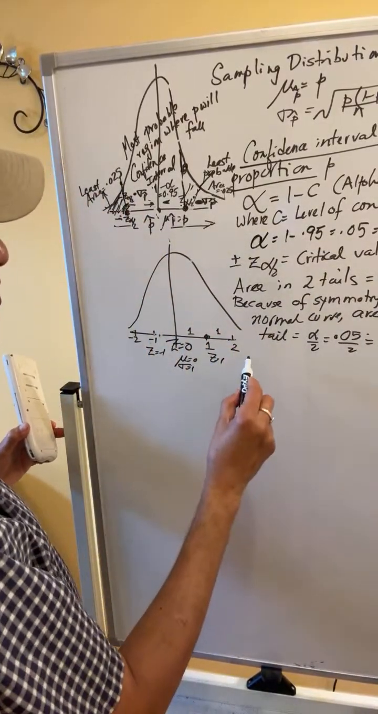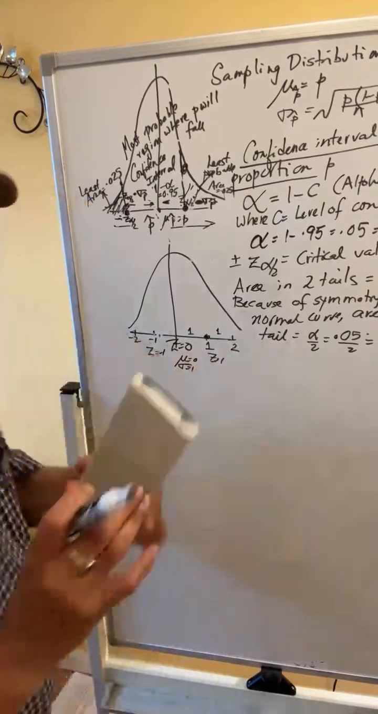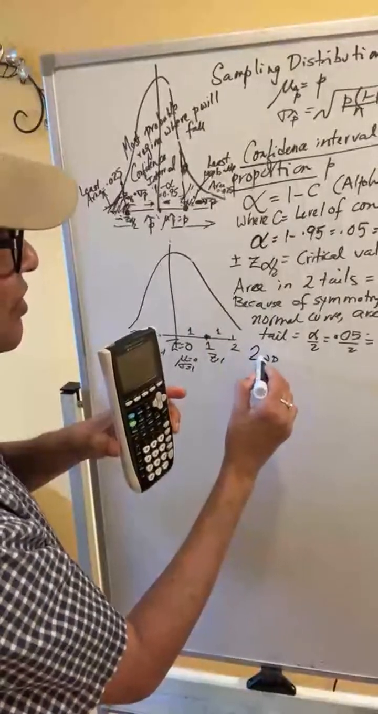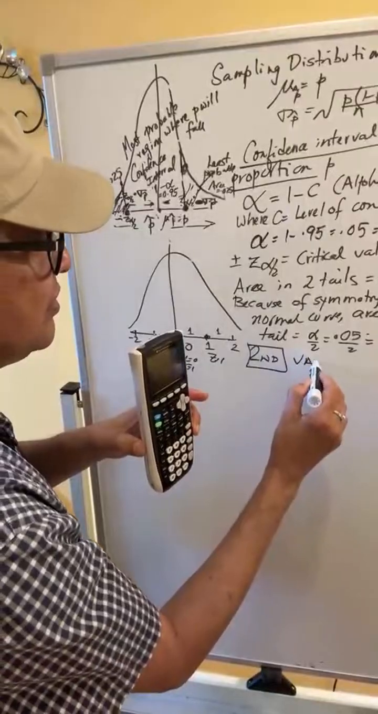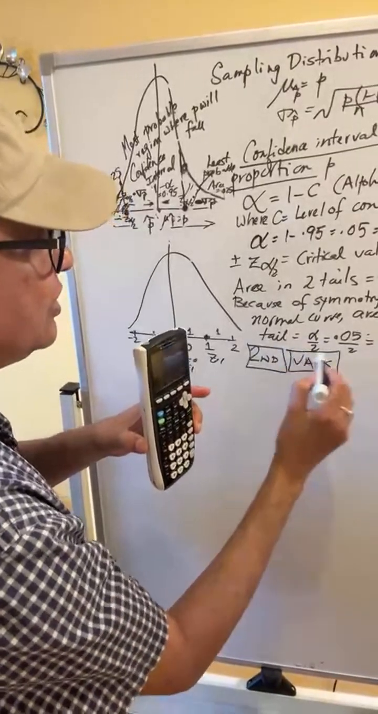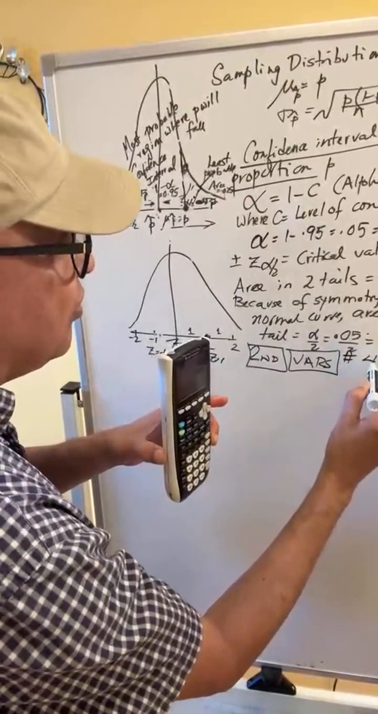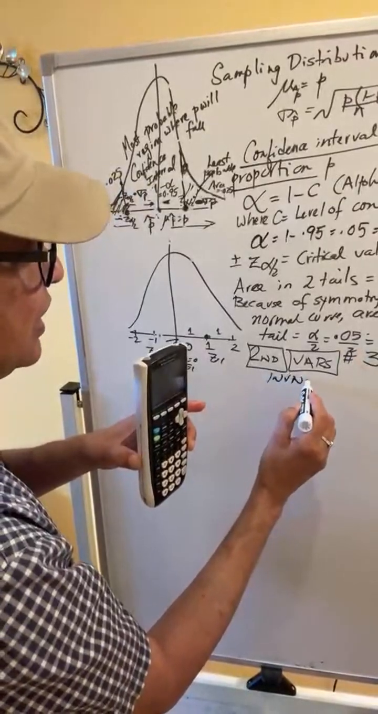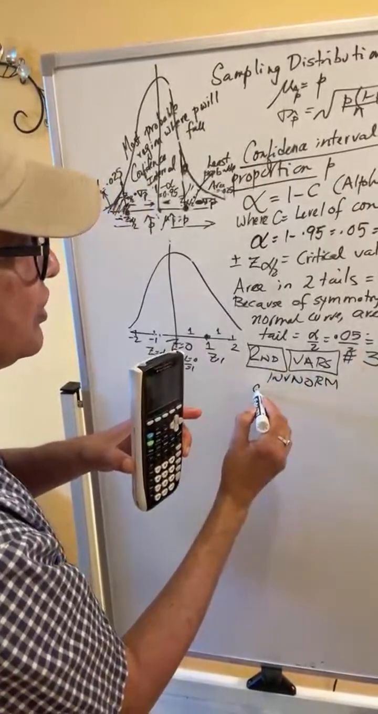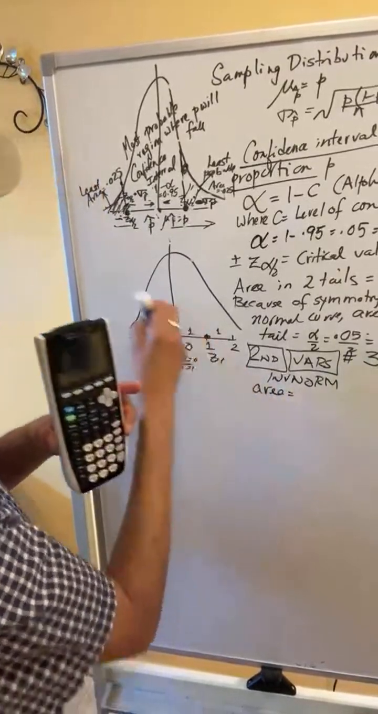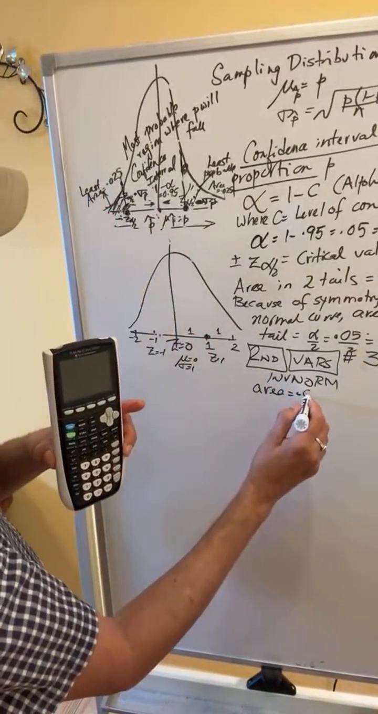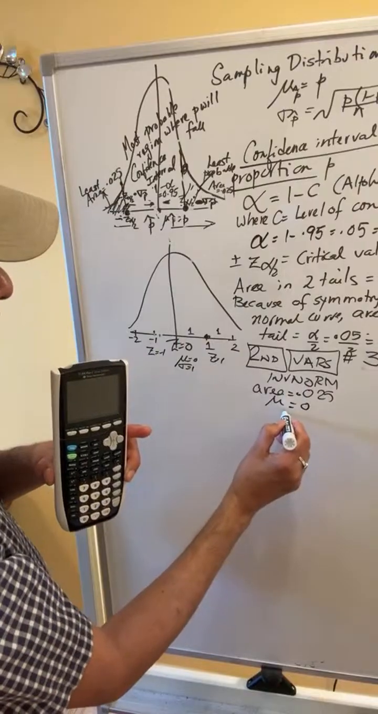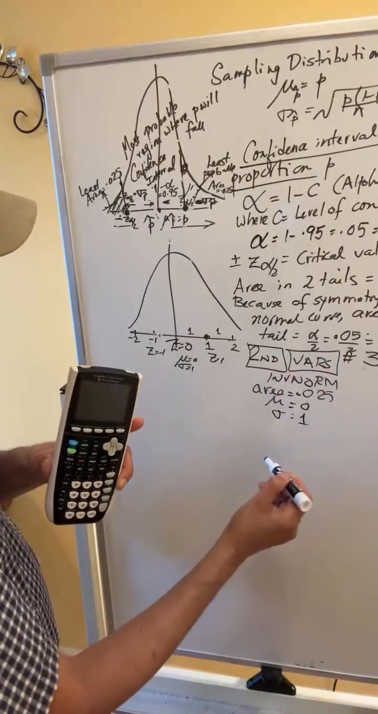tail is 0.025. So if I have a TI-84 calculator like this, I will press the second key, then the inverse key, and then I will select number 3, which is inverse norm, the inverse of normal. And the first thing it asks for is area. We'll type in the area in the left tail as 0.025. The mean is 0 because it's dealing with this curve, and sigma is 1.